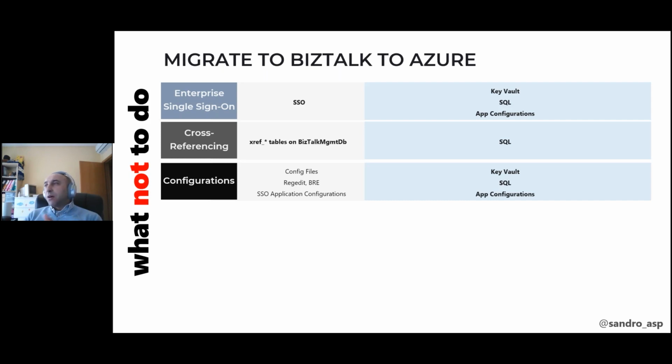And about configuration, in BizTalk you can put a lot of configurations in config files, regedit, business rules, SSO. All of these can contain application configurations, kind of key values. Depending on whether they are secrets or non-confidential data, we can put them in Key Vault, App Configuration, and so forth. So it's not the same, you have to use a lot of services, but you have the same thing. You can easily translate that to Azure.